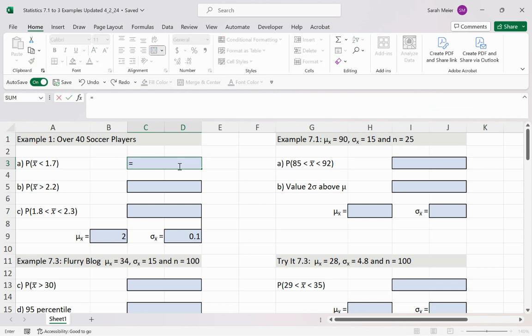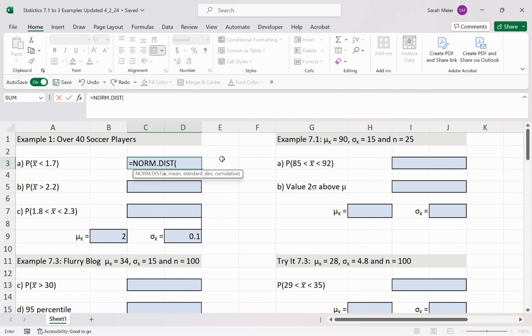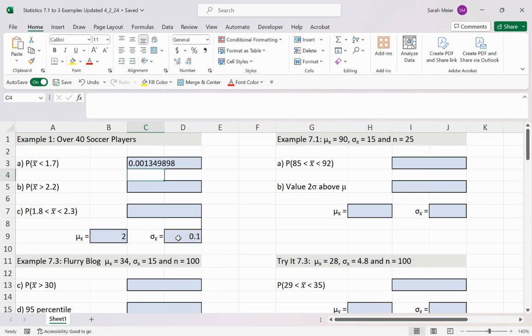So these sample means are normally distributed. So we can use our normal distribution function. We're going to use 1.7. Our mean, so you can just type the number 2, or you can use the cell references if you want, and our standard deviation. And you know that for less than problems, we always use the word true. So we get that very small number.